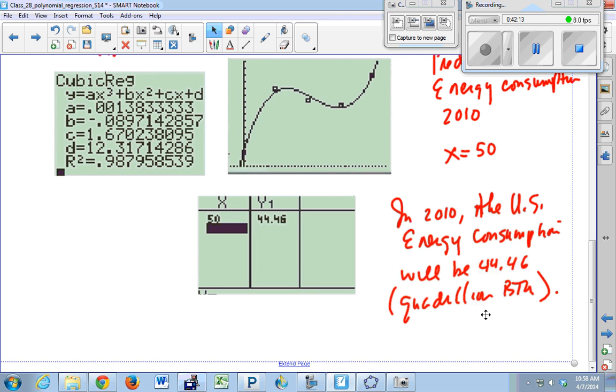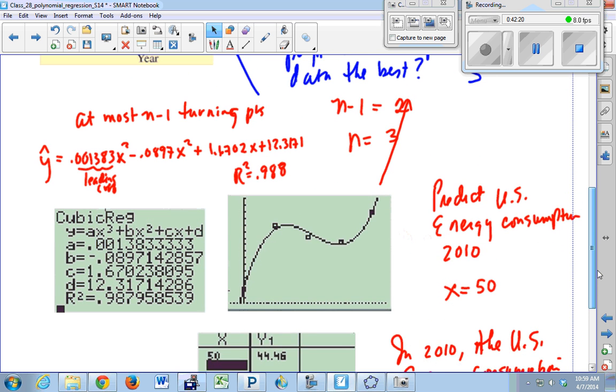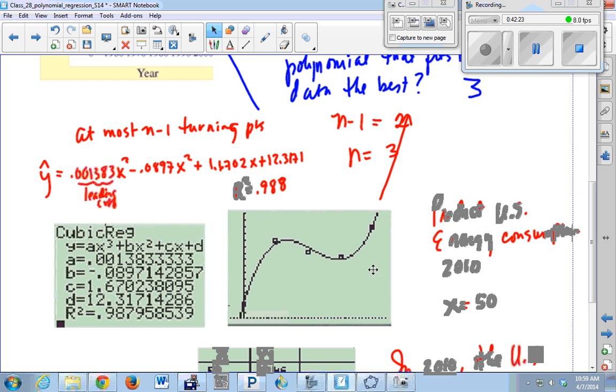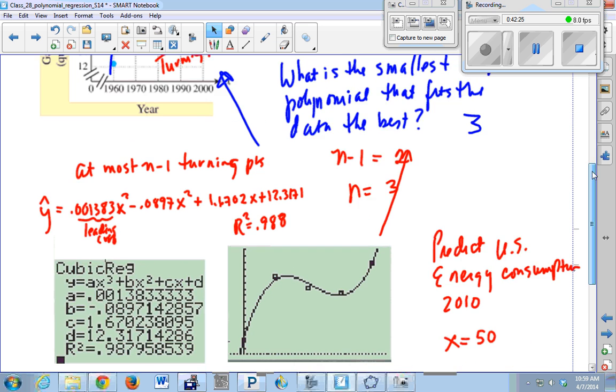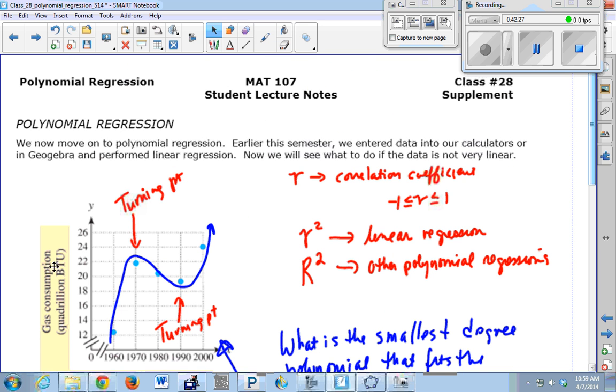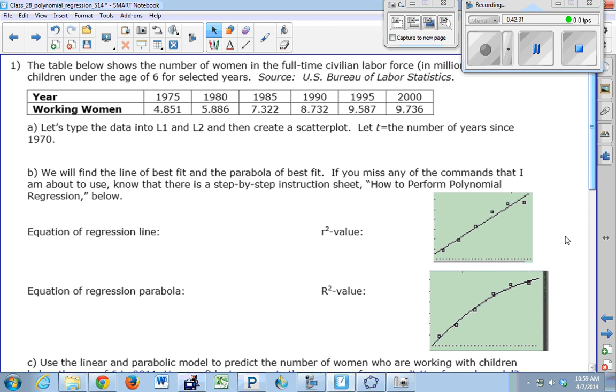So that's a quick review of how you put all your data in, how you do your regression, how you get your equation, how you make predictions. Okay. So I didn't intend to do that when I put this little picture in. What I intended to do was this particular situation.